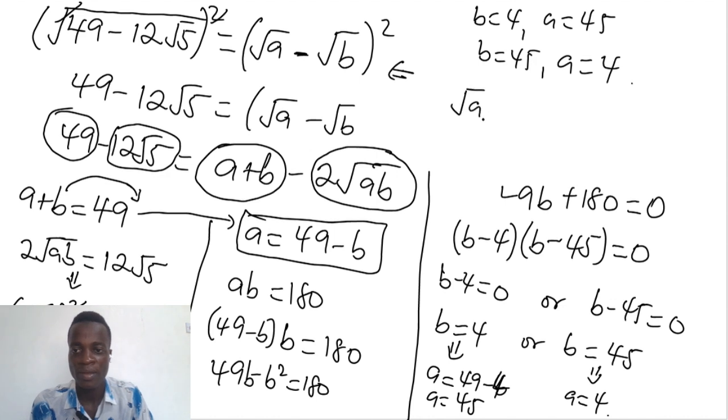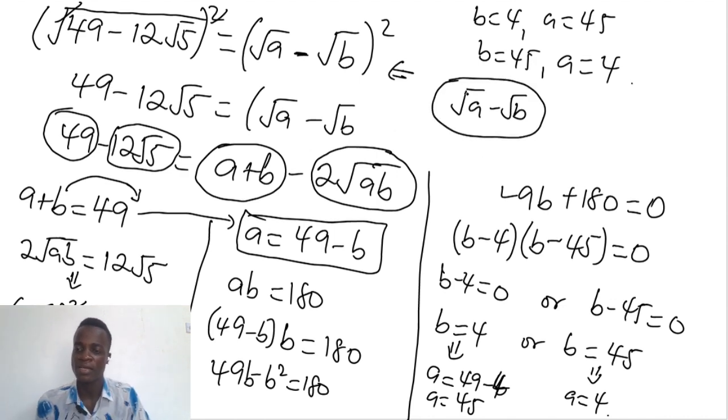square root of a minus square root of b. But let's look at this. We are looking for positive square root, right? So if you do this subtraction, square root of a minus square root of b, it should give us a positive answer. Is that not the case? It should give us a positive answer.